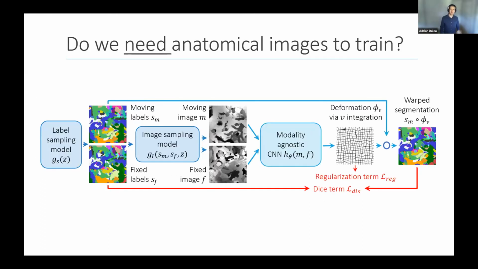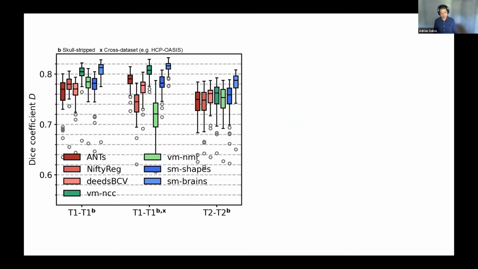So how well does this do? Well, we trained 2 models. We trained this SynthMorph on shapes, and then we trained the SynthMorph on brains, but again, completely synthetic brains. These networks never see any real data. And then we're going to test on real data, real brain MRIs from different data sets. And so how well does this strategy do?